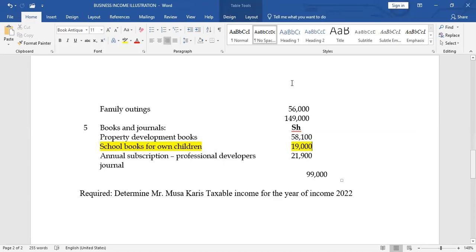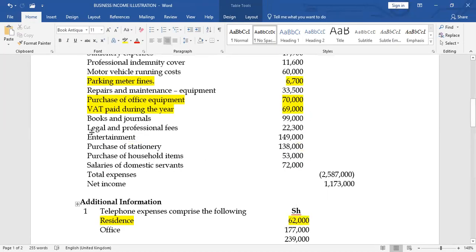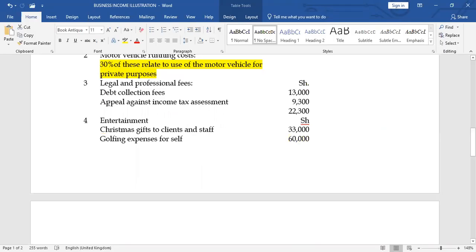I'm showing you how you'll do the question in the exam. You'll have to identify like this. Legal and professional fees, once again, you must take care of the notes. There is debt collection fee. In business, you have to collect debt. But when you appeal against a tax assessment, you are told to bear your own costs. That is not allowable.